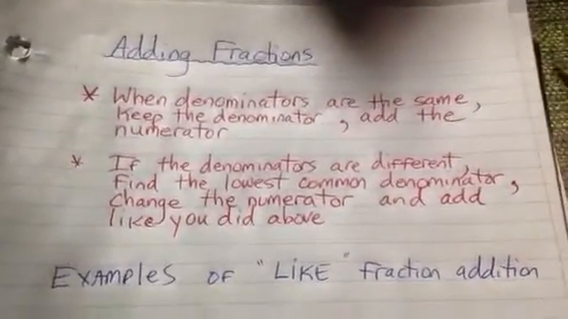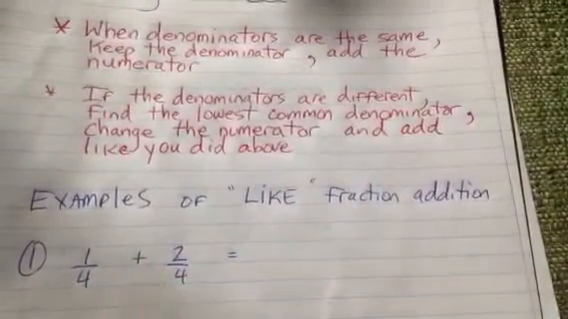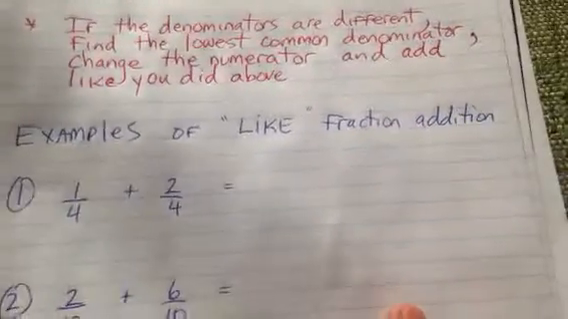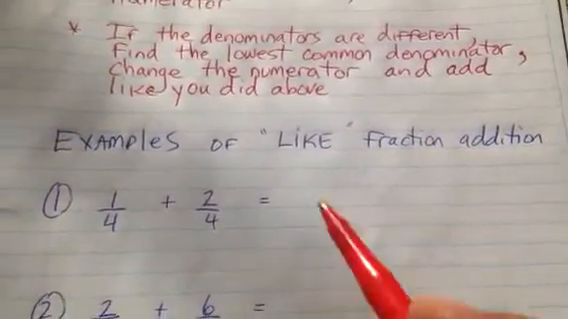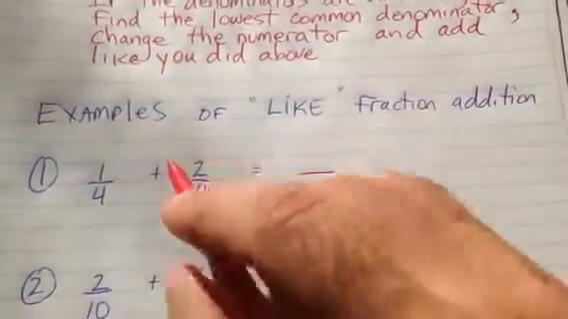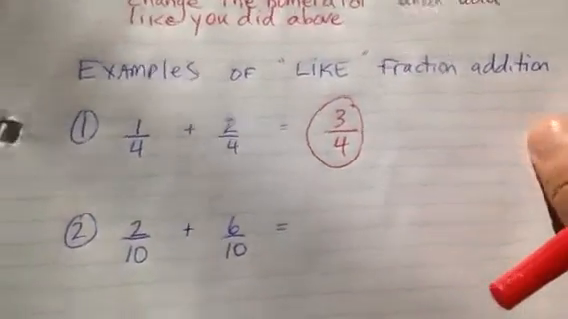So here are some examples of fractions that are like, meaning that notice they both have the same denominator. They have the same bottom number. When you find fractions like that and you're adding them, it's very, very simple, because you keep the same bottom number and you simply add the 2 top numerators. So 1 plus 2 is 3. Final answer. Can't get easier than that.